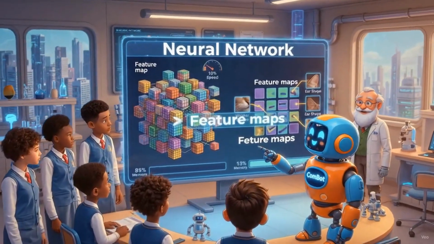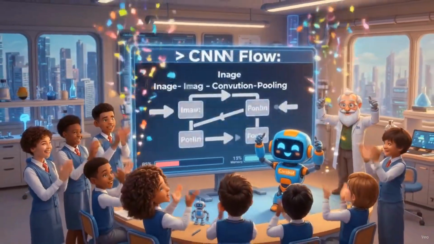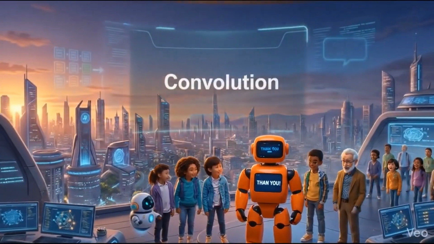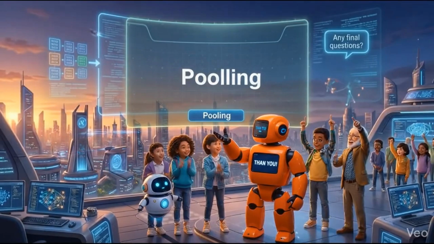Pooling equals feature map reduction. Max pooling equals keep highest value. Benefits: faster plus less memory plus better learning. Image, convolution, pooling, classification.